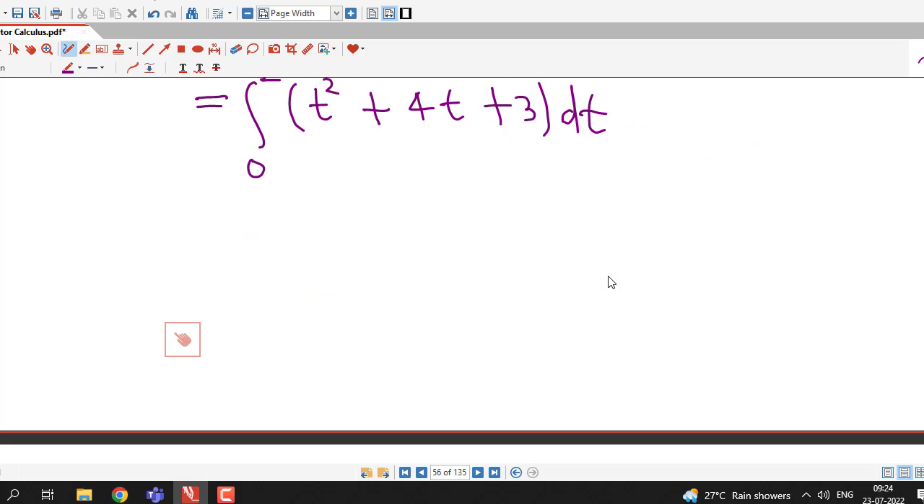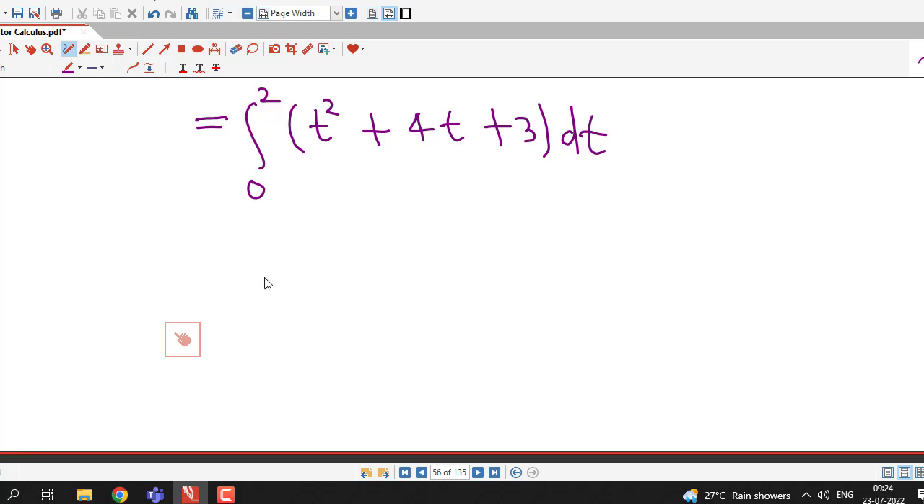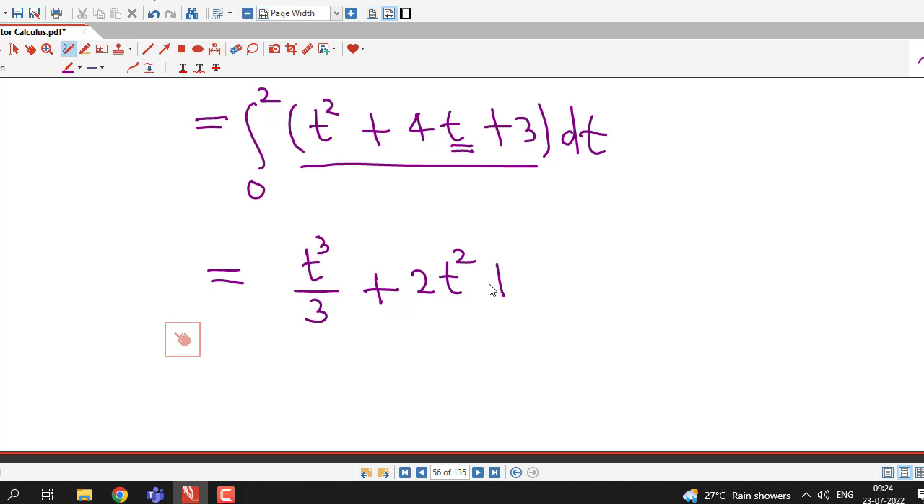Now this is a problem of single variable integration, a definite integral of a function of only one variable. The integral of t square is t cube by 3. The integral of t is t square by 2, and that 2 in the denominator will cancel out with this 4, and we are left with 2t square. 3 into the integration of dt is 3t, and the limits of t are from 0 to 2.